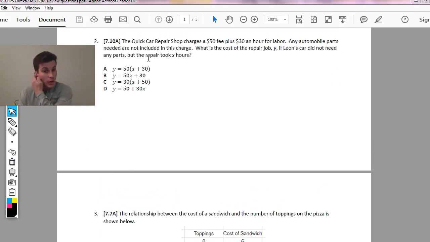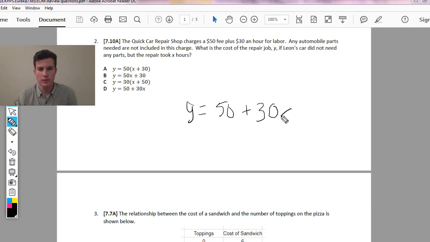Okay, number 2. The quick car repair shop charges a $50 fee plus $30 an hour for labor. Any automobile parts needed are not included in this charge. What is the cost of the repair job, y, if Leon's car did not need any parts, but the repair took x hours? Okay, we have these equations. So y is going to be equal to a $50 fee. You pay that one time, plus you pay $30 an hour. Fairly simple equation, plus 30 and x hours, so it's 30 times x. And we can just see that looks like answer choice D.